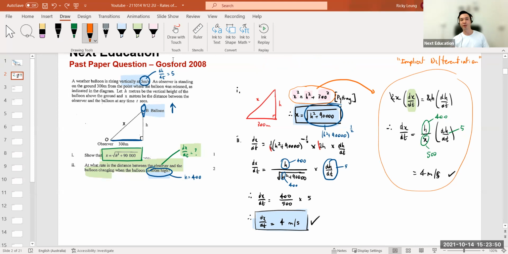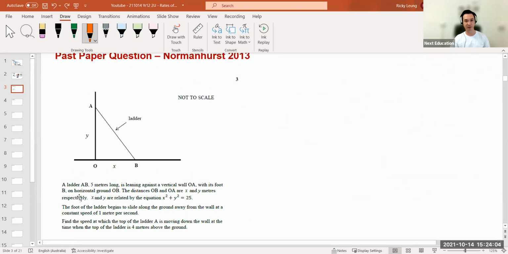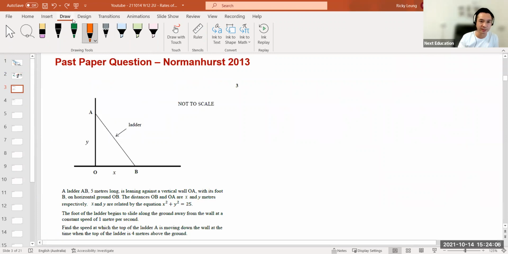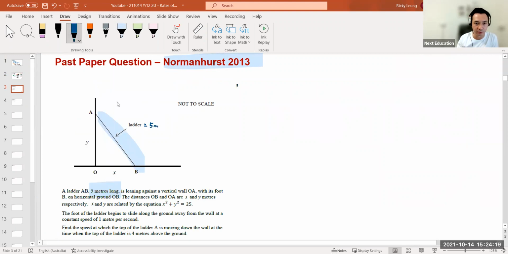Guys, once again, let me demonstrate this by bringing some questions to life. For the next ones, I'll do it by the traditional method and I'll do it by implicit, just to show you both cases. So Norman Hurst, now you can see Pythagoras, same concept. Let's go through it. From Norman Hurst 2013, a ladder 5 meters long. So this ladder is at a constant 5 meters, so let me just write that here. So that's always 5 meters long.